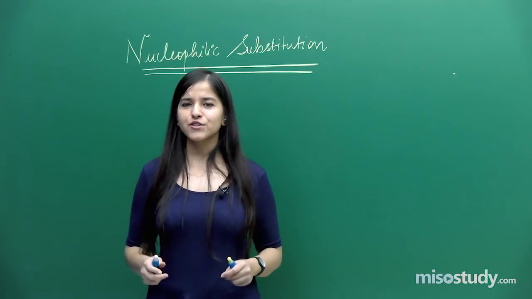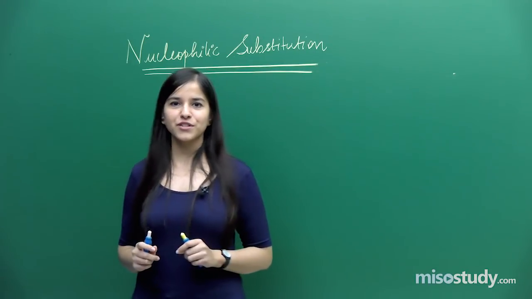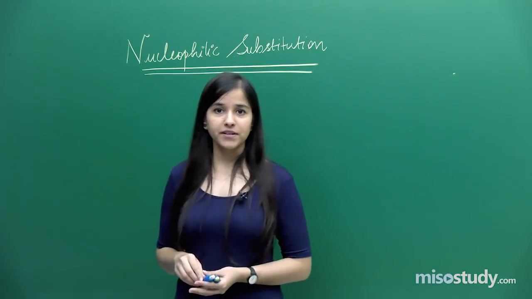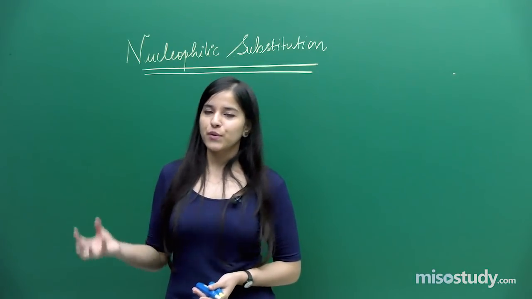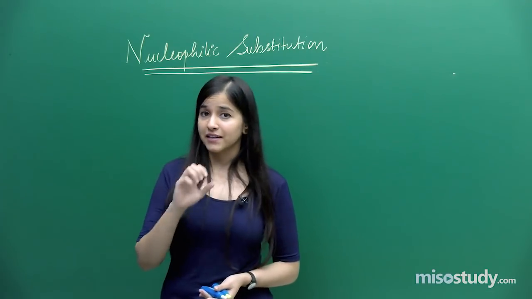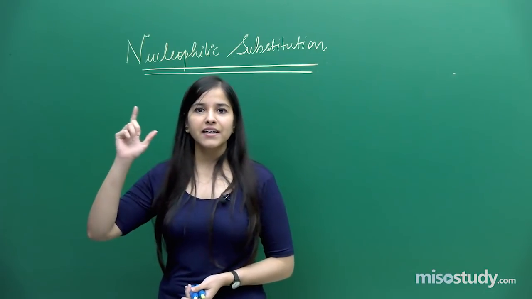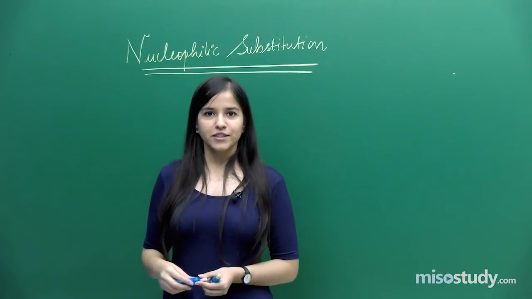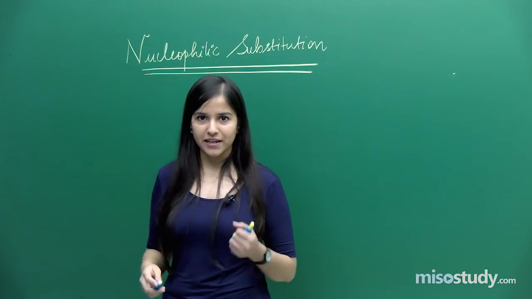And we had started off with nucleophilic substitution in the last session, and that too is a very important topic. So nucleophilic substitution is when the nucleophile replaces the halide ion in the alkyl halide and the halide ion gets removed in the form of a leaving group, right? So that is what a nucleophilic substitution is.